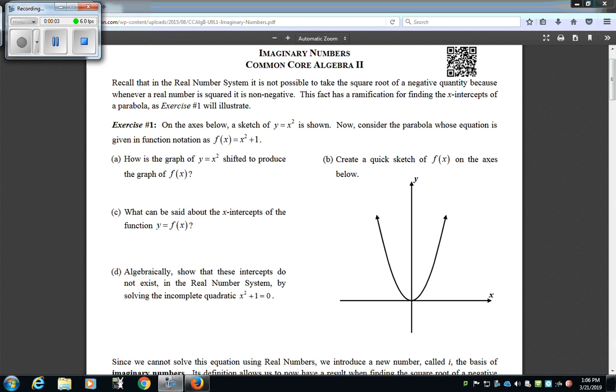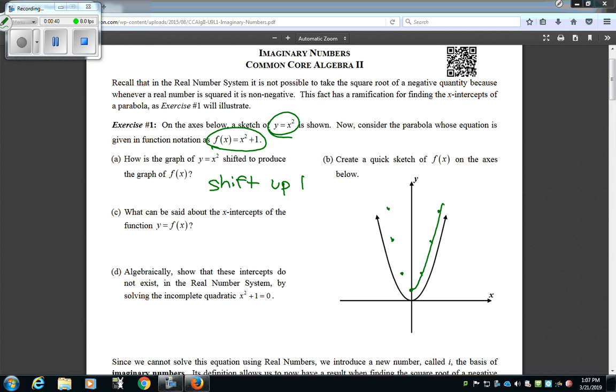We're going to be talking about how imaginary numbers affect the solutions in quadratic functions and the idea behind imaginary numbers. So first off, we're looking at exercise 1, which gives you a sketch of y equals x squared, and they give us a new function they call f of x equals x squared plus 1. So if we were shifting to get that f of x, basically we're going to shift every point one space up.